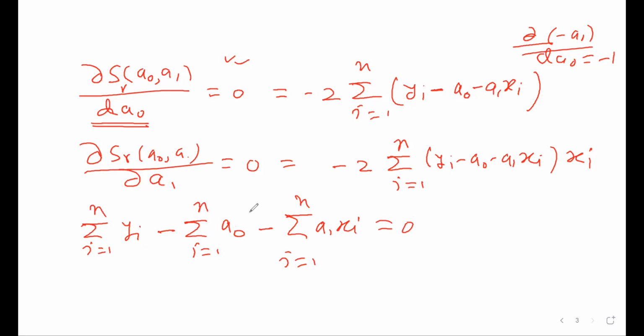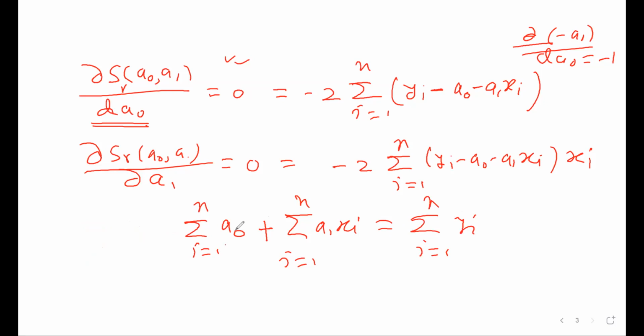Why the middle one? Because your A0 and A1 are unknown to you. How can you say that this thing is known to you? Only the known term is your yi, isn't it? Sum of yi, because your observed data will be with you, isn't it? So if your observed data is with you, then you can easily sum this up. You can put this sum in the right hand side. Then this would be equal to the sum from i equal to 1 to n of yi, isn't it?